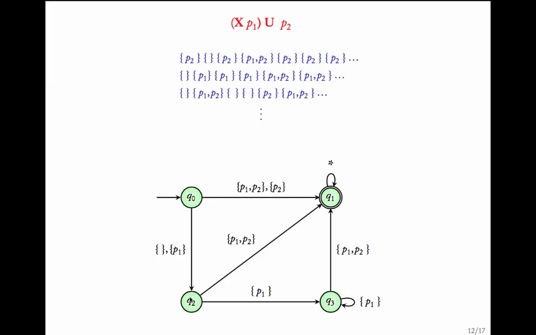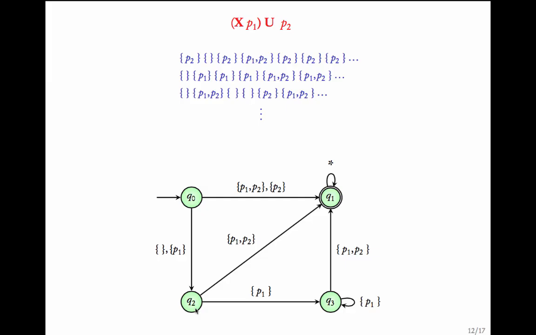Moreover, you can't read just the singleton P2, because if you had given an option of reading the singleton P2, that means the first position does not satisfy X of P1. Suppose I had added P2 here along with this letter, then you could have read the empty letter, the empty set, followed by P2. Of course, P2 is true there, but in the first position, X of P1 is not true.